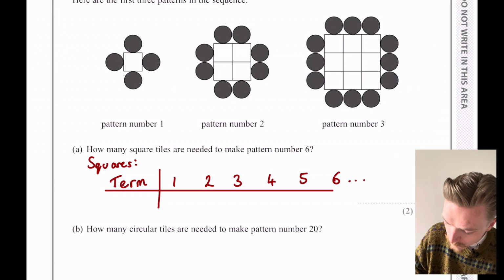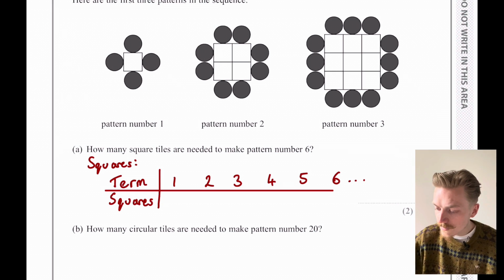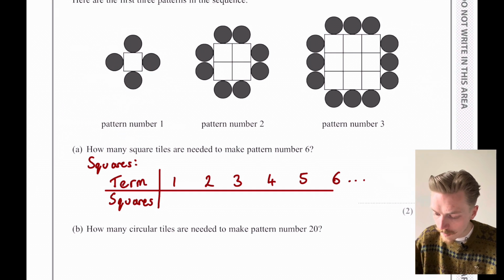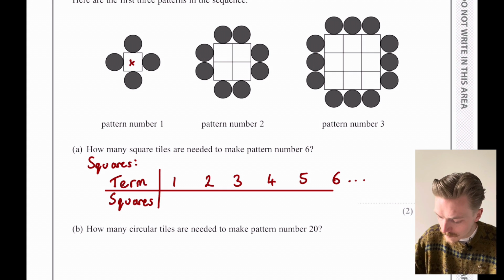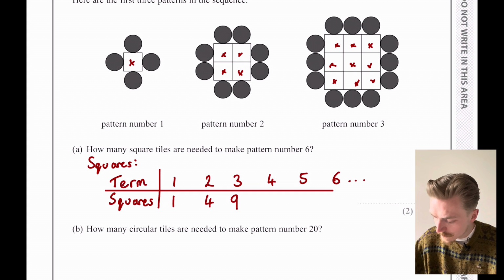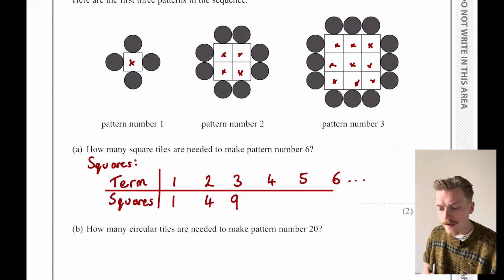And then I'm going to do the number of squares. So how many squares are there? So let's have a look. At the first term in this sequence, pattern number 1, there is only 1 square. So that is just there, that's 1 square. In the second one, there's 1, 2, 3, 4 squares. In this one, there are 9 squares. Now, can you see a pattern here?